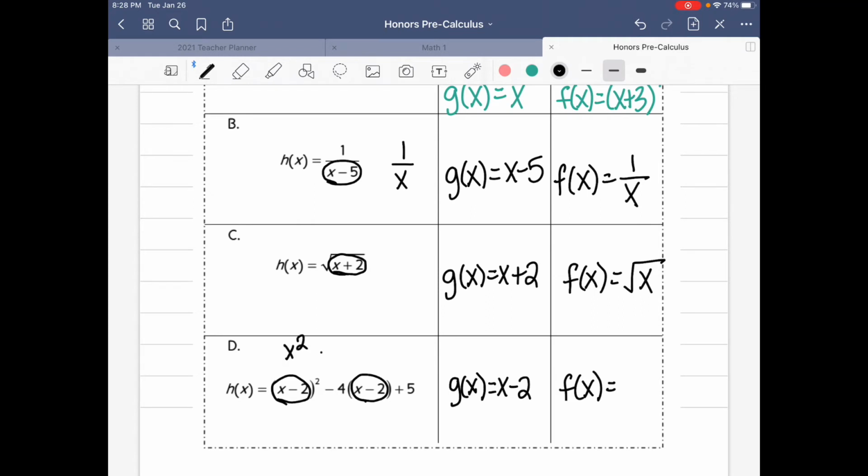And then my f of x, if I have those pieces and I take them away, will be x squared minus 4x plus 5.